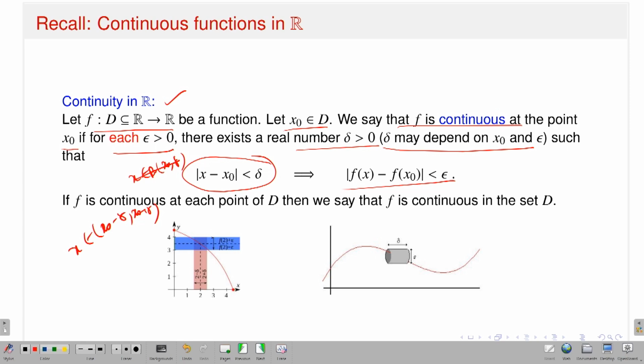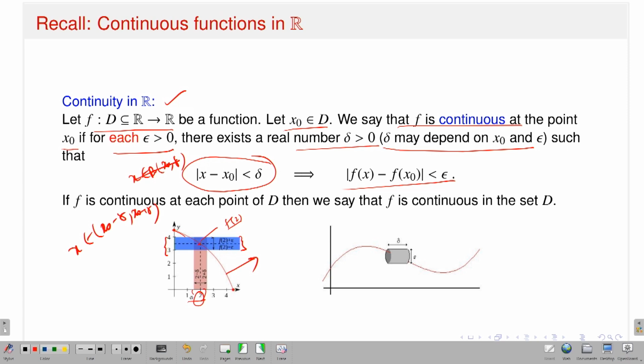This is a picture I have drawn as an example. Suppose this is my function, this is the graph I have drawn. Suppose I want to talk about the continuity of f at the point 2. So, go to f of 2. This is my point f of 2. Given epsilon, that means I have this small neighborhood around the point f of 2, from f of 2 minus epsilon to f of 2 plus epsilon. Then I need to find a neighborhood around the point 2.